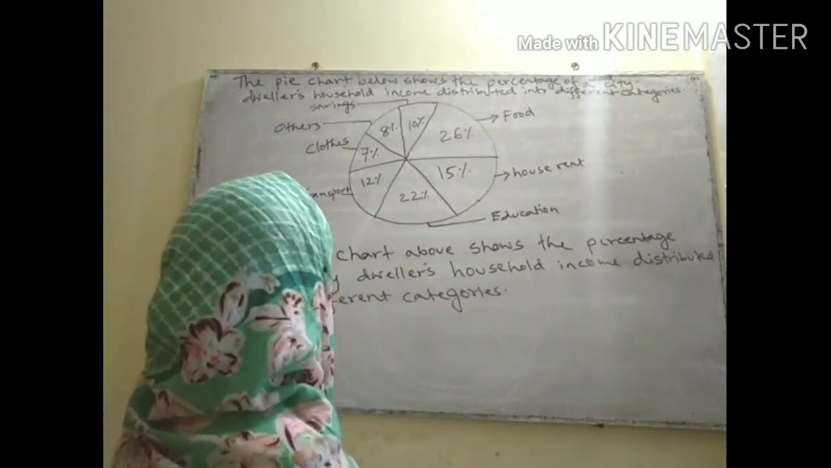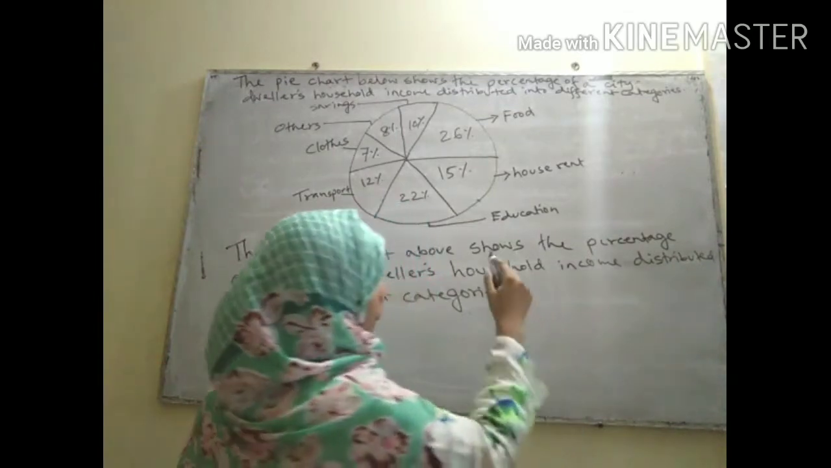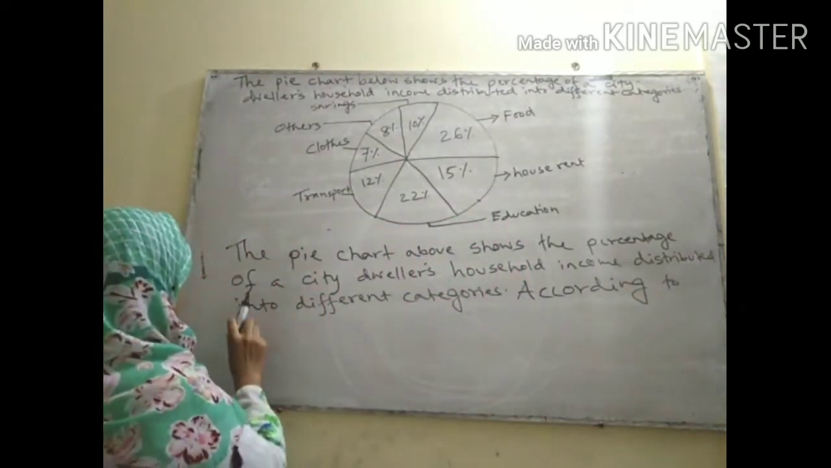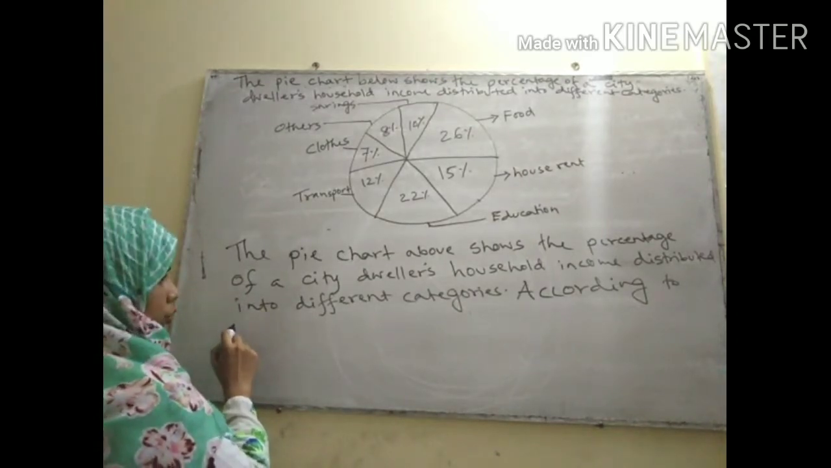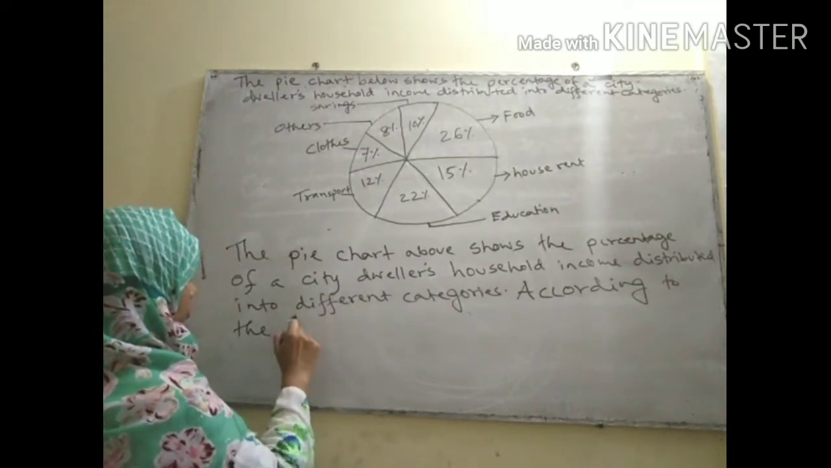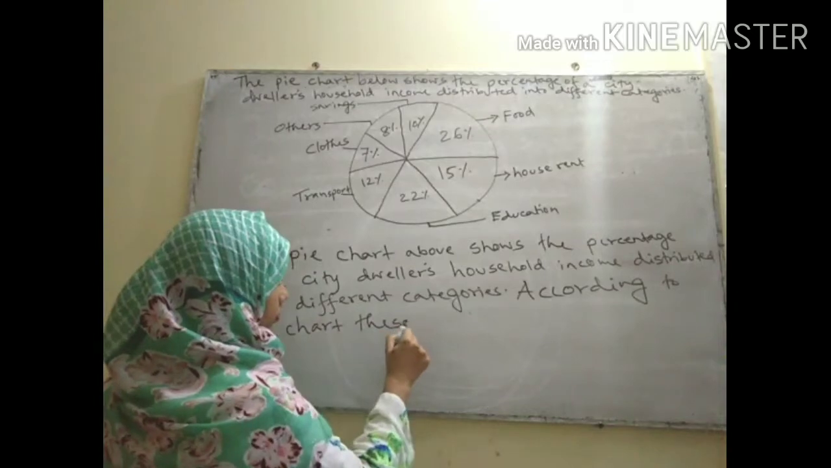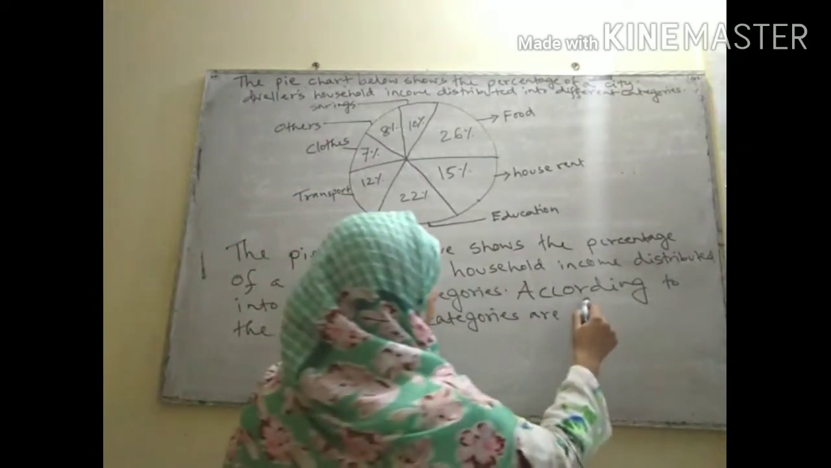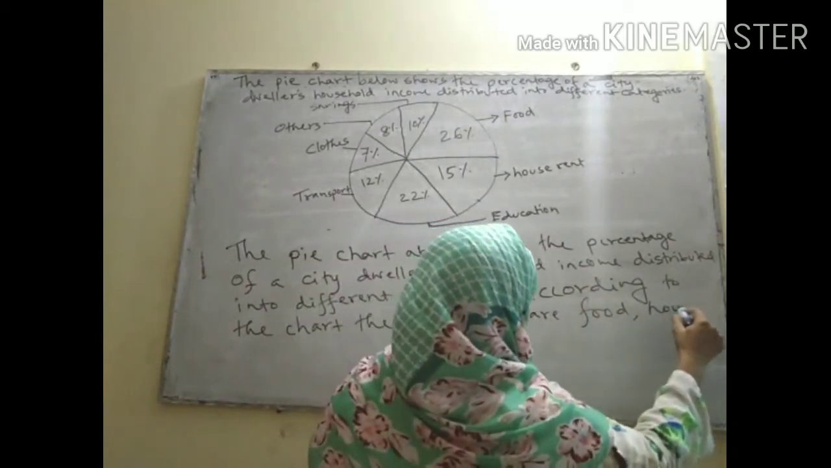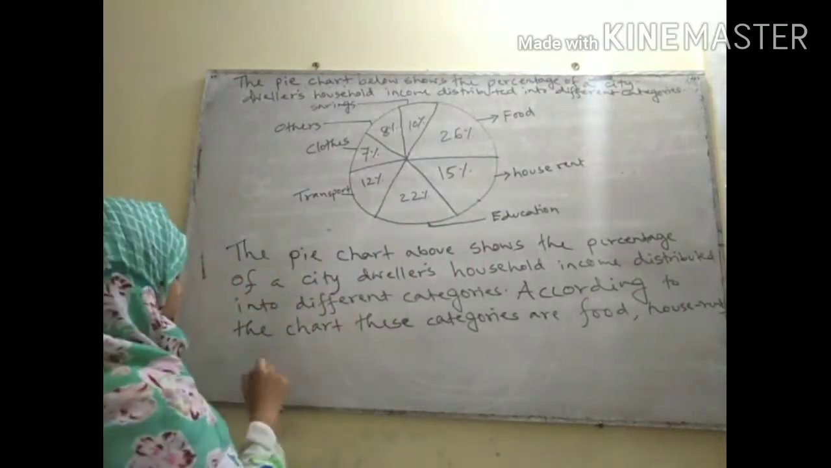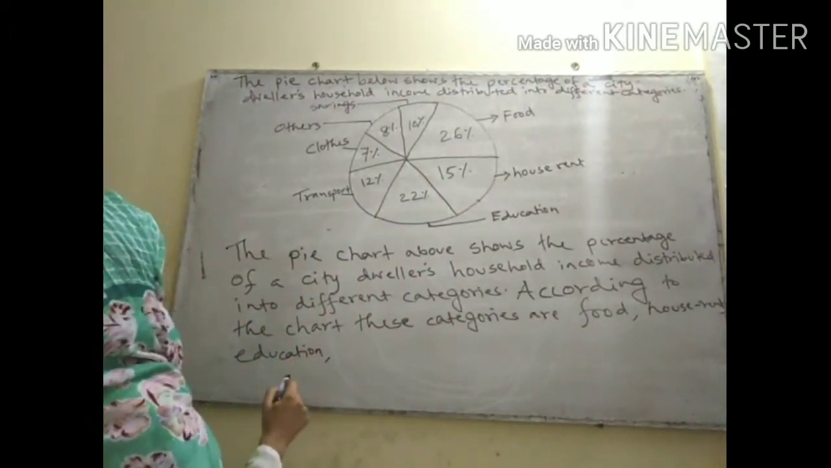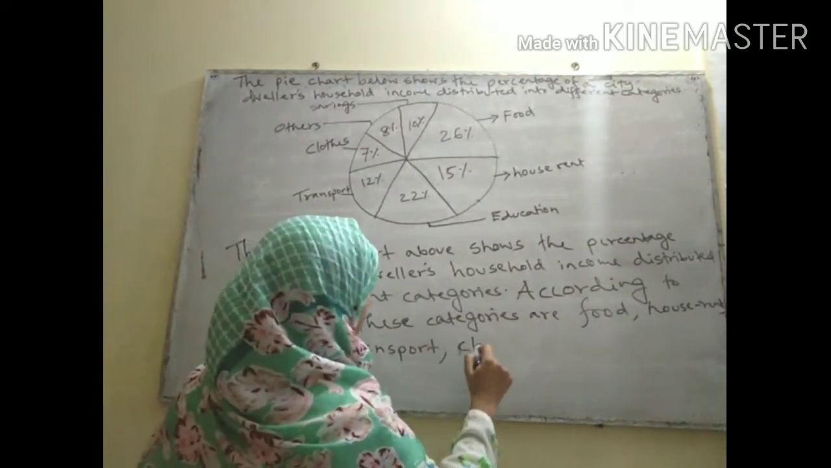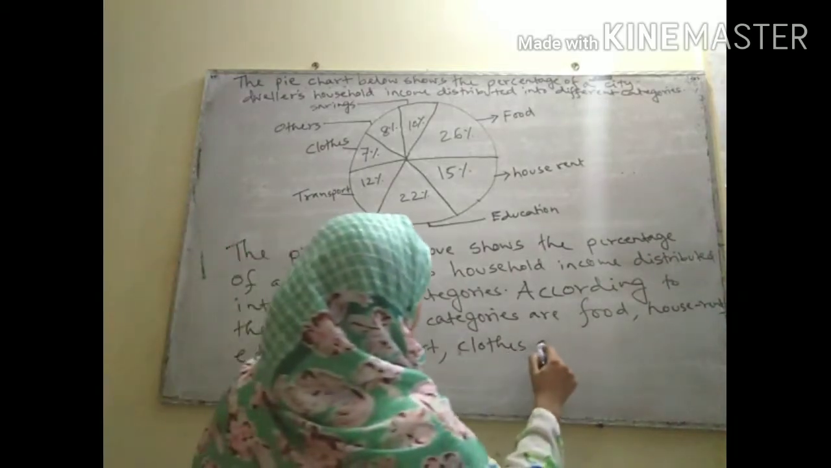Now I will add the description. Okay, these categories, we can here add according to the chart, according to the chart, these categories are food, house rent, education, transport, clothes and others.